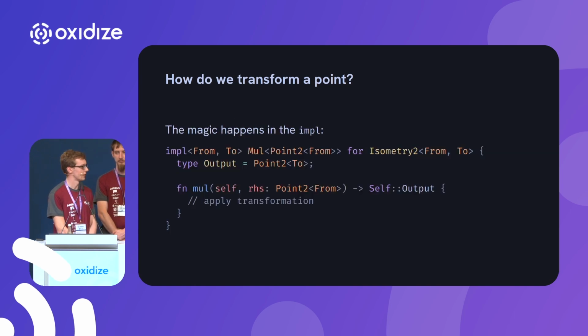The magic happens in the implementation. We implement the Mul trait from the standard library for our isometry in such a way that it only accepts a point from its from type, or from the from frame of reference, and we define it so that the output of this multiplication is a point in another frame of reference, so it produces a different type entirely. These two are not compatible anymore.